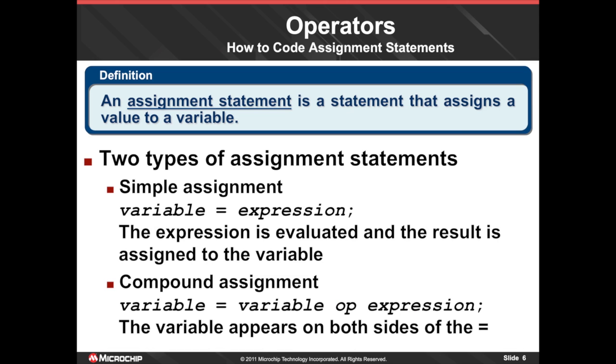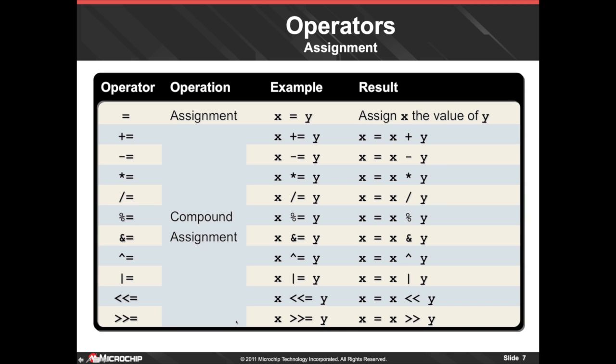The next group of operators we'll be looking at are the assignment operators. You're already familiar with the simple assignment operator, which is the equal sign, which simply assigns the value on its right to the variable on the left. The compound assignments are a bit different, so we'll look at these in a little moment on the next slide.